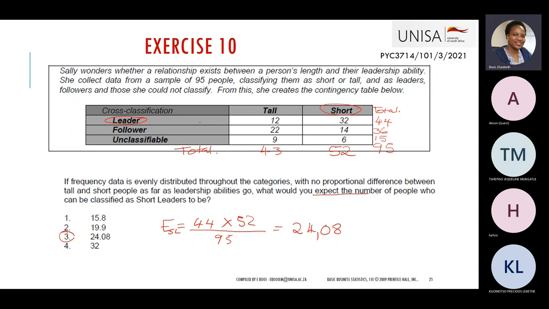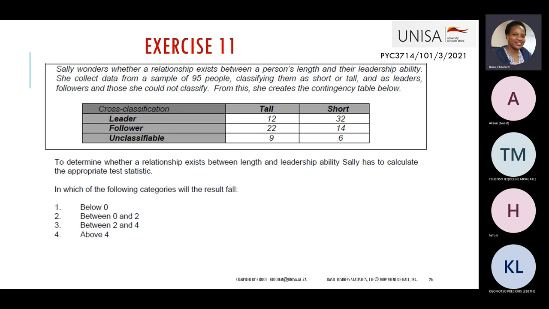And I think we have the last question, which follows from the same question that we had. They ask you to determine whether a relationship exists between the length and leadership ability. Sally has to calculate the appropriate test statistic. In which of the following categories will the results fall? Here is the catch: you need to calculate the test statistic. I said in your exams they may not ask for calculations, but this was a tutorial letter, so when you are doing the assignment, they will ask you to do the calculations.